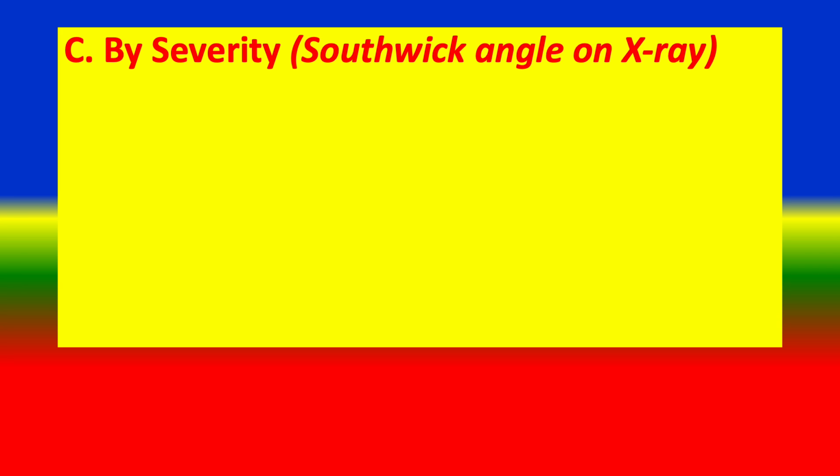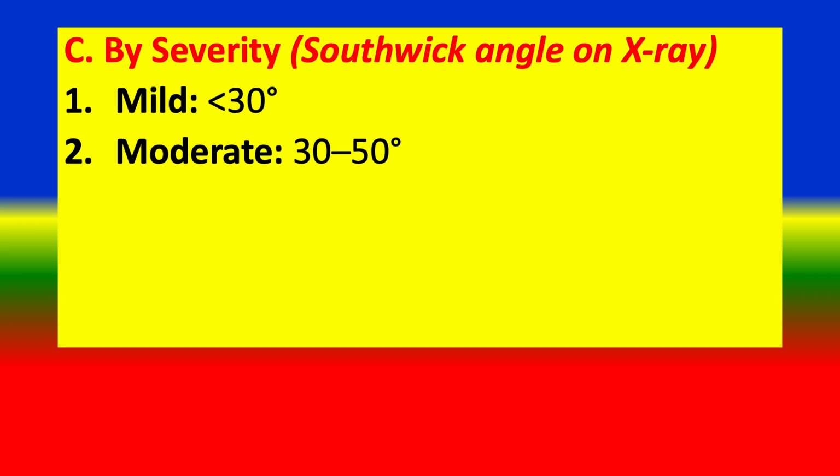C. By severity, Southwick angle on X-ray. 1. Mild: less than 30 degrees. 2. Moderate: 30 to 50 degrees. 3. Severe: more than 50 degrees.